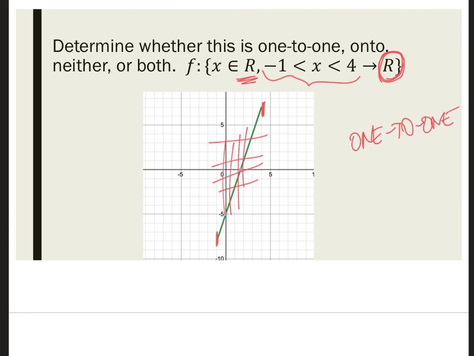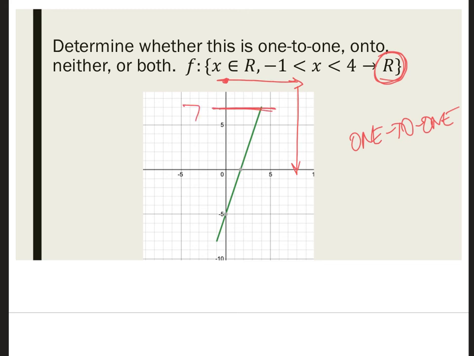But is it onto? The key is knowing whether there is a way to get all the real numbers. What about 10? A y value of 10, which is way up here. Is there some x value down here that's going to give you a y value of 10? There isn't. The highest y value that I can possibly get appears to be 7. That's why it's not onto. There's no way to get every single real number.